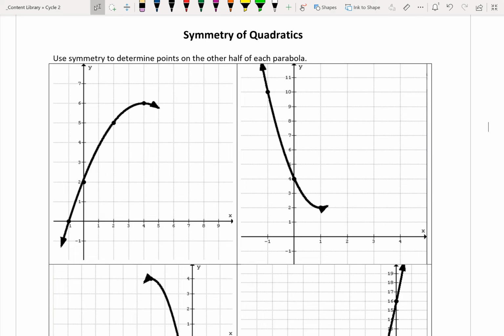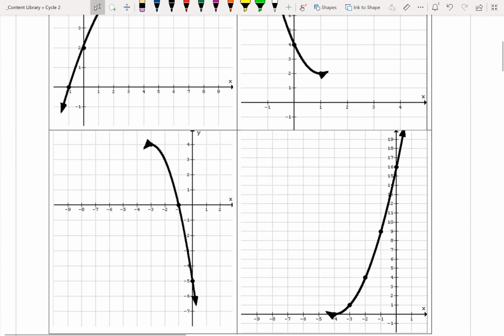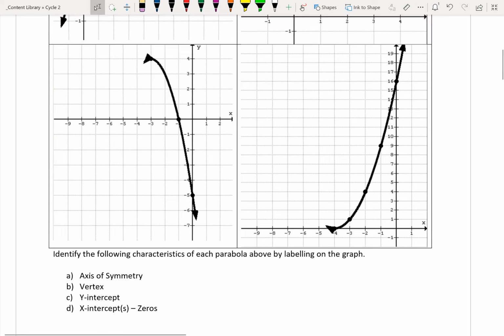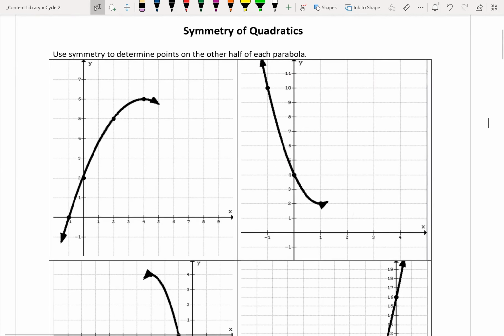But what we're going to do first is a little bit of a warm-up. We want to use the symmetry of quadratics to help us find specific points, and the specific points that we're going to try to find on these quadratic functions are the axis of symmetry, the vertex, the y-intercept, and the zeros. So just a little bit of a warm-up.